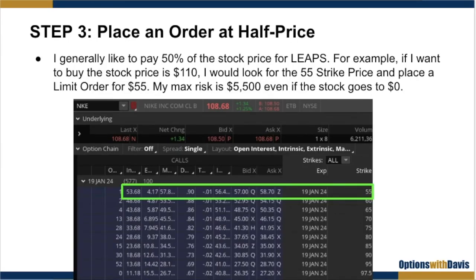So the final step is to simply place the order at half price. For me, I like to pay 50% of it. So if, let's say, I want to buy the stock at $110, basically I will go to the 55 strike and then place a limit order for $55 and wait for me to get filled. So this way, if the stock goes to zero, my max loss is only $5,500 compared to if I was to pay the full price of $108 per share, which is a total of $10,800 plus. And if the stock goes to zero, I will lose everything.